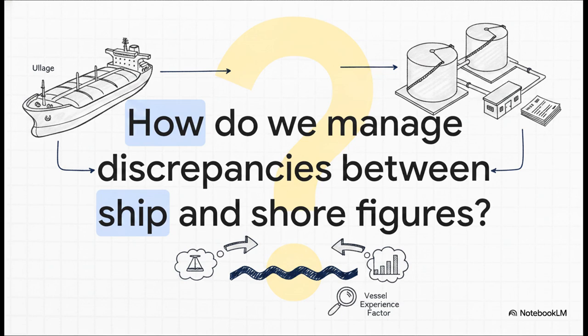We've seen how simple physical observations are transformed through a strict, meticulous pipeline into hyper-accurate metric tons. But I want to leave you with this provocative thought. Even with a perfectly executed mathematical pipeline, the ship's final figure rarely matches the shore terminal's figure exactly. So how do the buyers and sellers actually manage those inevitable discrepancies? How do they apply the vessel experience factor, which is basically a historical track record of a ship's calculation quirks, to settle a $1 million difference? The commercial reality of shipping holds fascinating complexities well beyond the physical deck, which definitely leaves us with a lot more to explore next time.